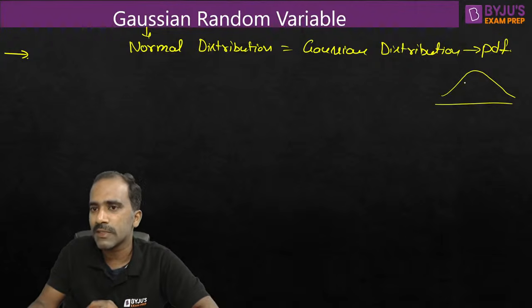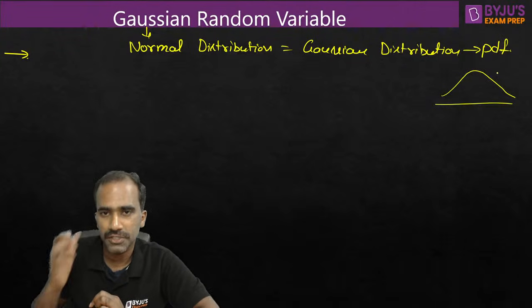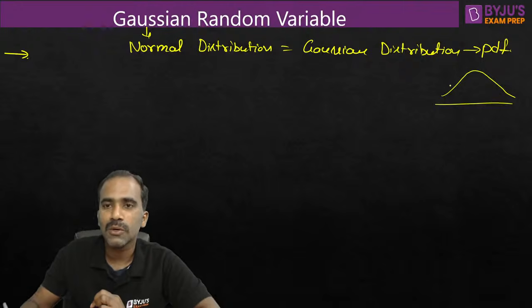CDF can never be decreasing, no. So a Gaussian shape can never represent a cumulative distribution function. It can only represent a probability density function. Okay.